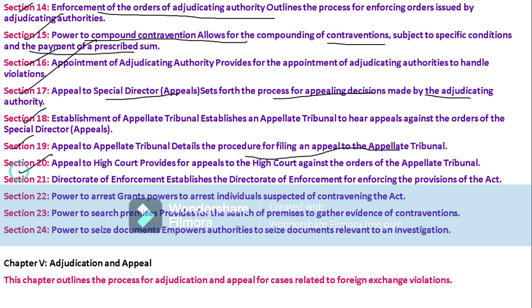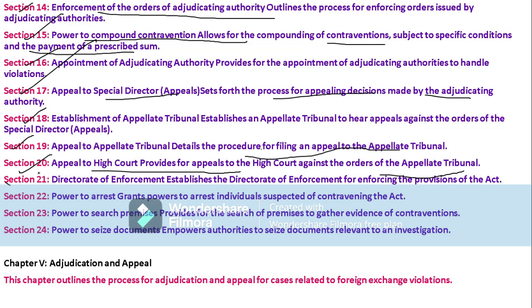And section 20 says appeal to high court, which provides for appeals to the high court against the orders of the appellate tribunal. See, if we are not satisfied with the director general, we can go to the special director. Again, if we are not satisfied with the special director, then we can go to the high court, against the orders of the appellate tribunal.